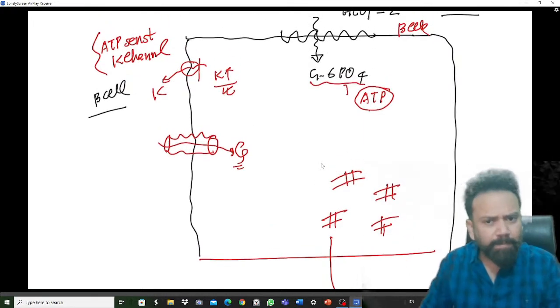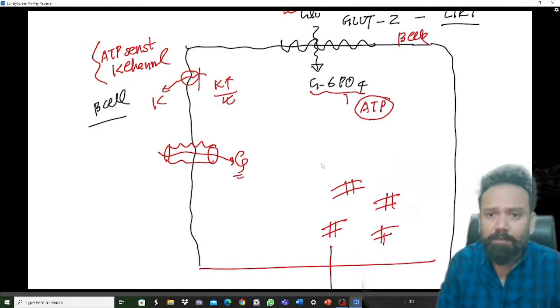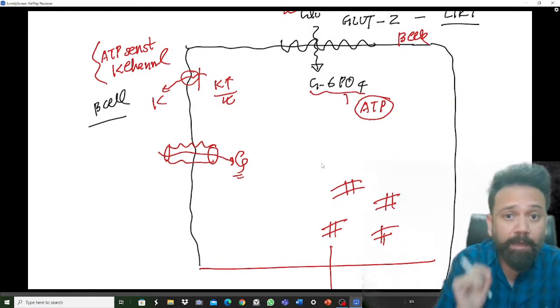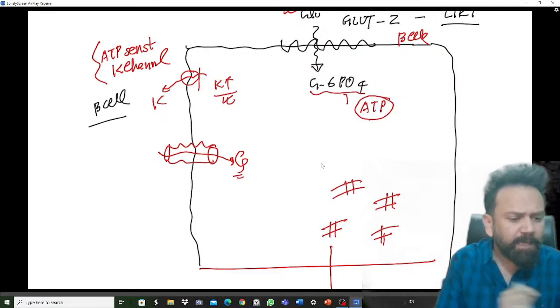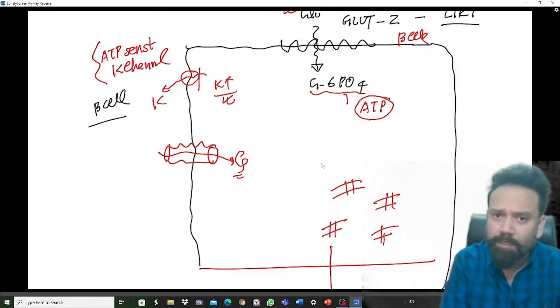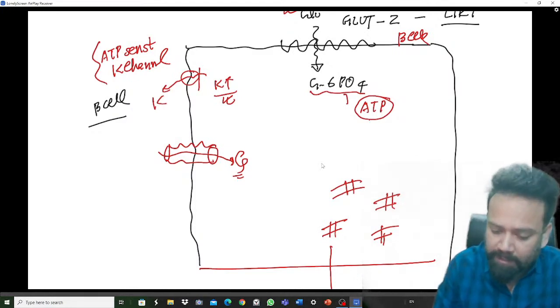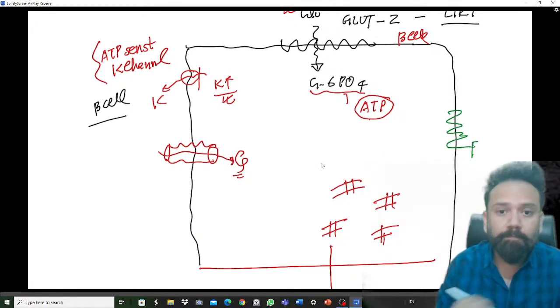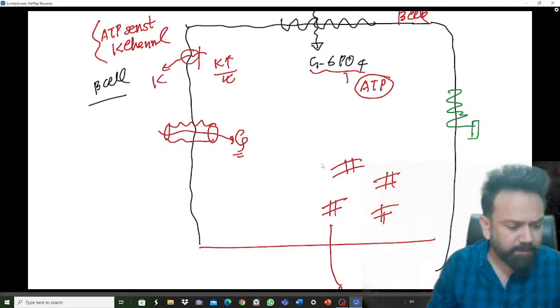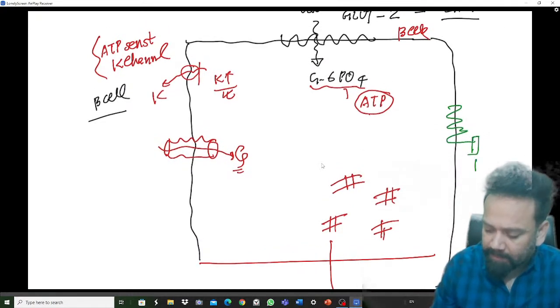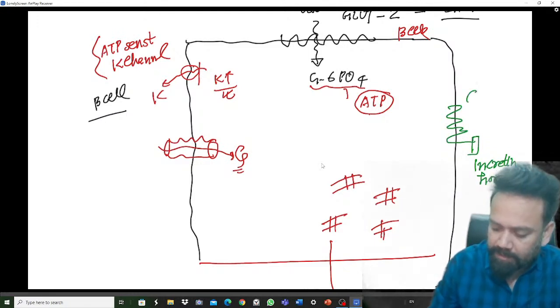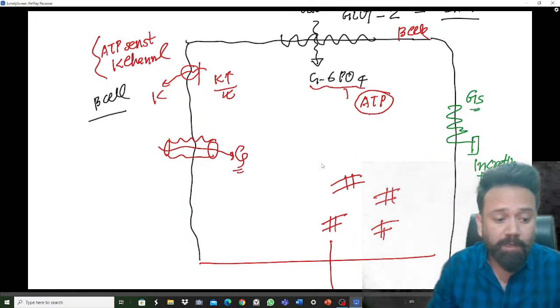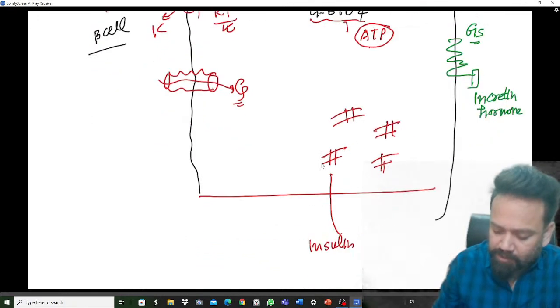But can anyone tell me, is there any other mechanism besides this channel? Everyone knows that the beta cell has the ATP sensitive potassium channel. Can anyone tell me, is there any other method to release insulin? That is the G protein coupled receptor. You can message me in the chat box. It is actually for the incretin hormone. This is called the G protein coupled receptor, the G stimulatory receptor for incretin hormone. I will discuss that also. But before that, how insulin is released must be known.